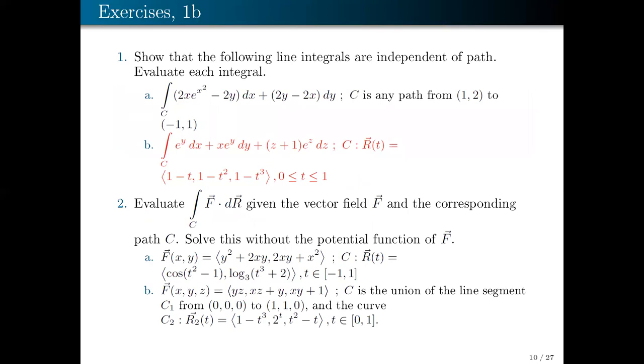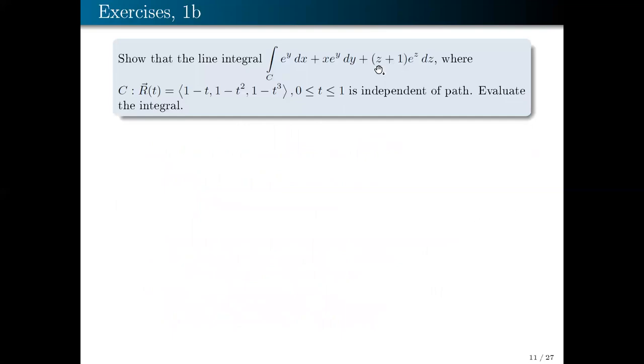which had 2 variables. For the next item, we will be doing the 3 variable case. So we have this line integral of e to the y dx plus x e to the y dy plus z plus 1 times e to the z dz, which we want to evaluate over this specified path. So let's expand what we did in 1A by introducing a vector field of 3 components, namely e to the y, x e to the y, z plus 1 times e to the z, as P, Q, and R respectively.